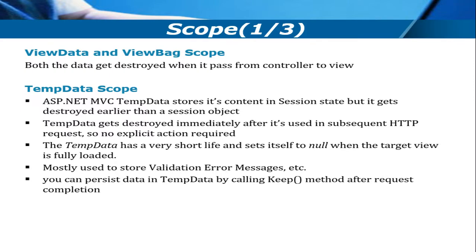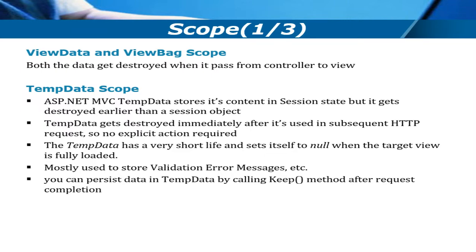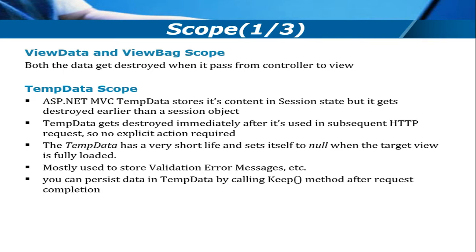For the TempData scope, you know that TempData is used to pass your data from one action to another action. Right now TempData gets destroyed immediately after its use in a subsequent HTTP request, so no explicit action is required. What I am trying to say is that TempData has a very short life and it becomes null when the target view is fully loaded.